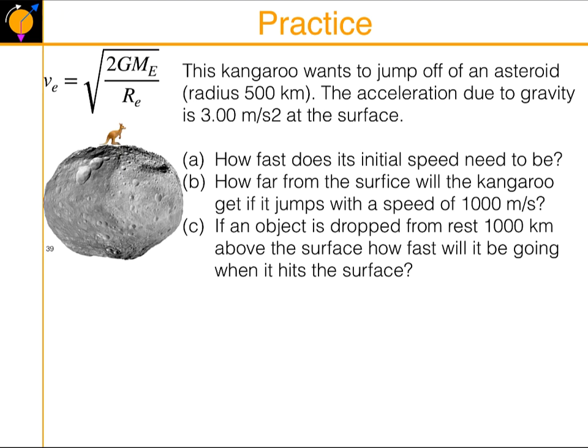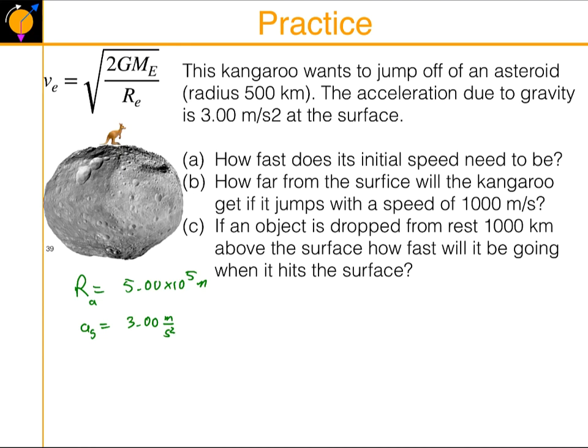So first, let's write down everything we know. We know the radius of the asteroid, which is 500 kilometers, working out to 5.00 times 10 to the 5 meters. We know the acceleration due to gravity near the surface of this asteroid, which is 3.00 meters per second squared. This is sort of our unknowns, and it's asking us to find what the initial speed needs to be.